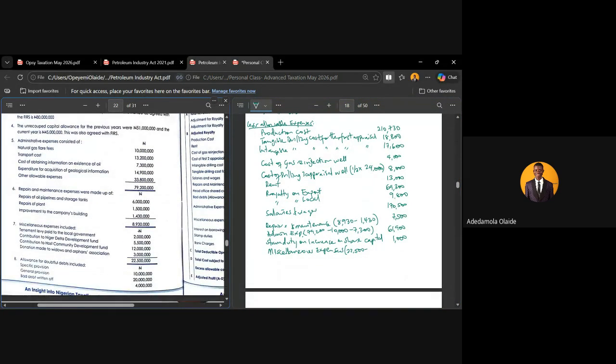Tenement fee paid to local government, that will be allowable. Contribution to Niger Delta Development Fund, allowable. Contribution to Host Community Development Fund, allowable. But donation to Widows and Orphans Association, that one should be disallowable because donation is not allowable under the carbon. That's 3 million. That will make this 19,500.